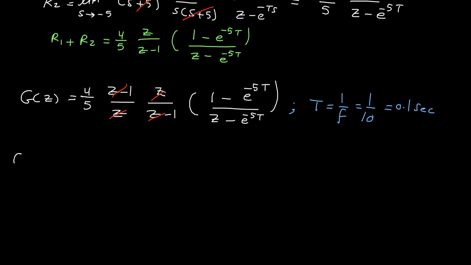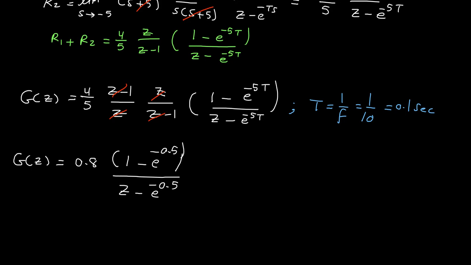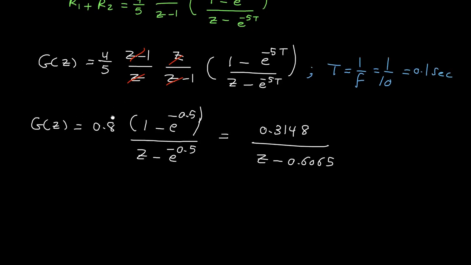This will give us g of z will equal 0.8, 1 minus exponential minus 0.5, over z minus exponential minus 0.5, which will equal, if we evaluate, 0.3148 over z minus 0.6065.